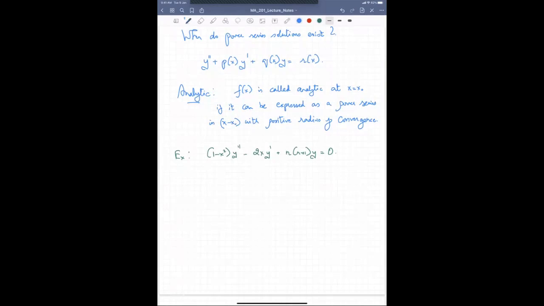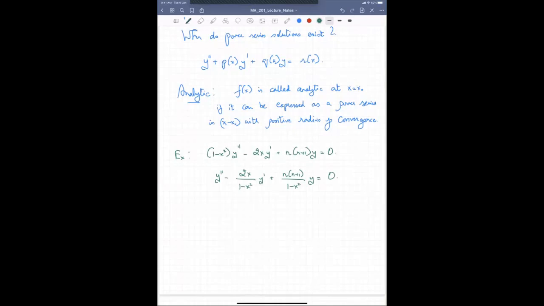First of all, in this case, what is P of x and Q of x? You should be a little careful. You should not jump up and say that P of x is minus 2x and Q of x is a constant n times n plus 1, because this equation is not in the standard form. So first put it in the standard form. Divide through by 1 minus x squared, the coefficient of y double prime. Okay, so this is written in the standard form. Of course, in this case, R of x is 0.